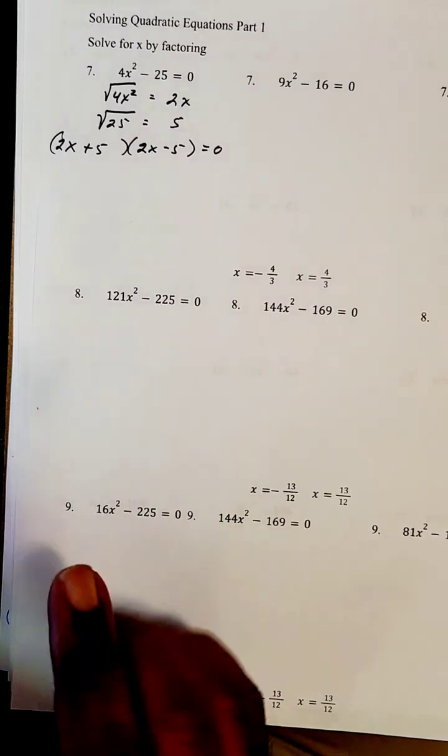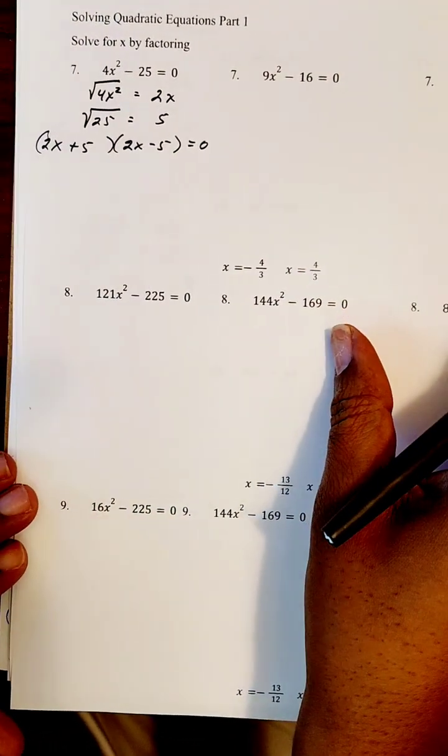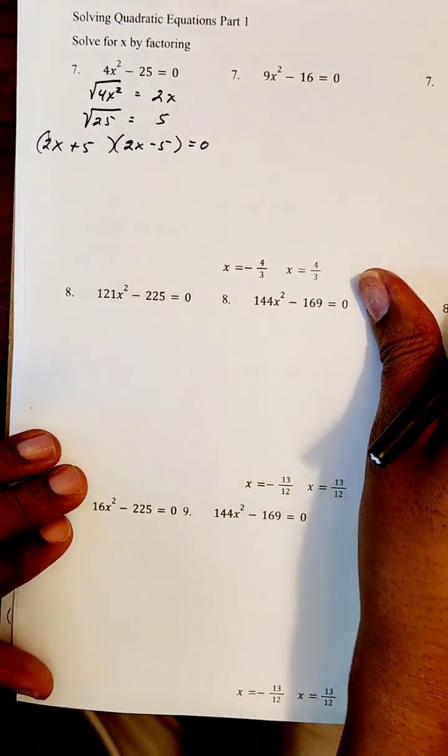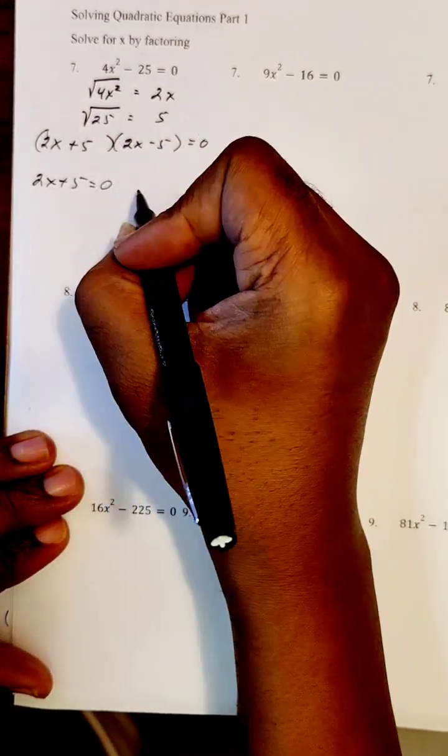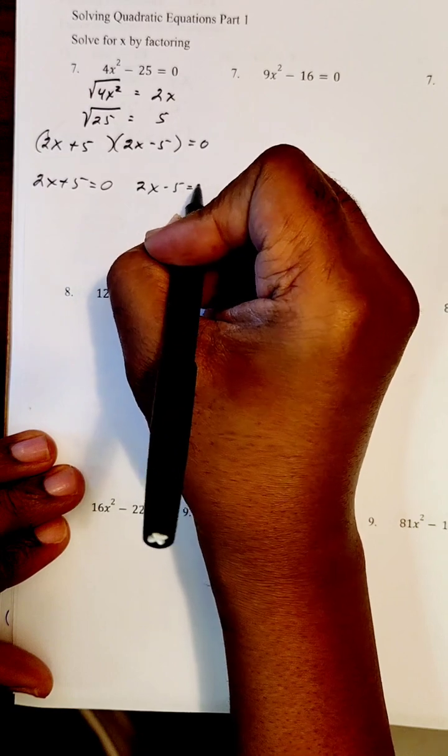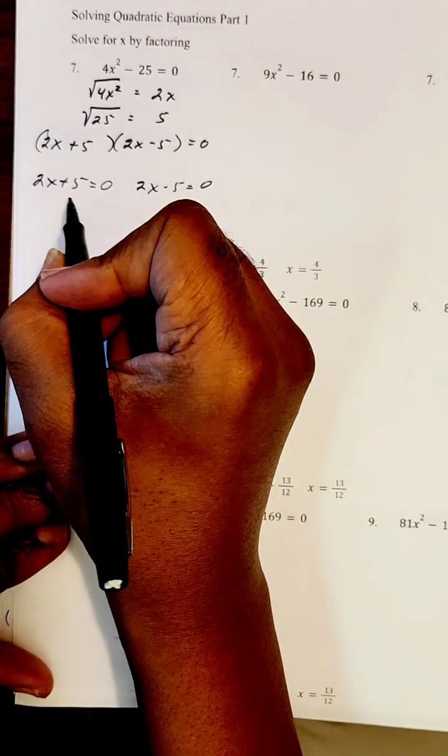Okay, next we'll take our binomials. Oops, this is going everywhere. We'll take our binomials, 2x plus 5, and set them equal to 0, and then 2x minus 5 set equal to 0. Then I'm going to solve for x.